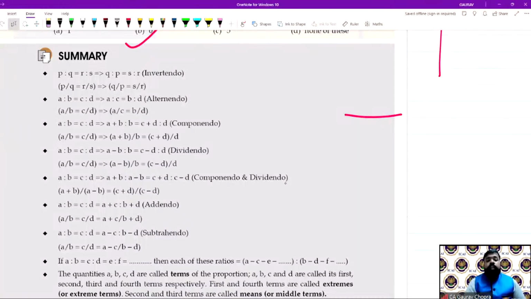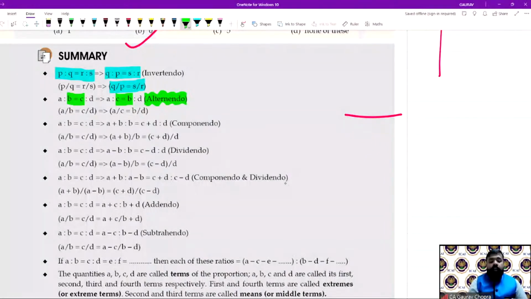The first one was invertendo. If we make the inverse of the ratio, if the original ratio is P:Q and R:S, and we invert them, that means we write Q:P and S:R, then it is known as invertendo. The same thing can be written in fraction form as well. Second was alternendo. Alternendo means interchange the two middle values. So B and C can be written as C and B. We have altered these two values, so it is known as alternendo.